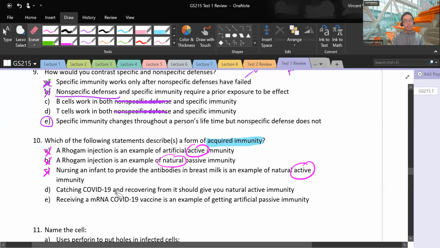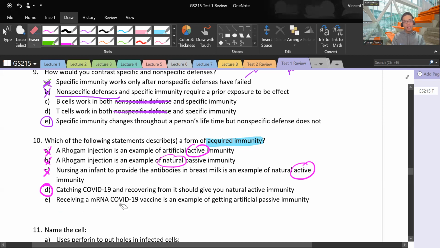Catching COVID-19 and recovering from it should give you natural active immunity. So natural is correct because you are catching the COVID-19 by natural means. You're not injecting anything into your body. And it's active because your system has to fight it off, has to produce the antibodies. And to recover from that and gain long-term protection, that's the correct description.